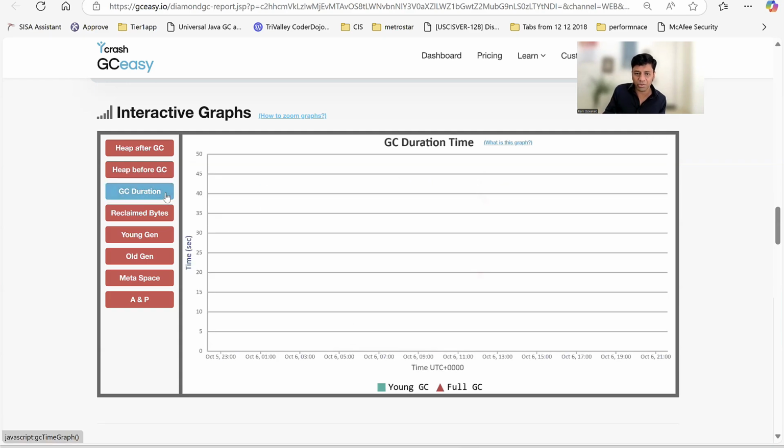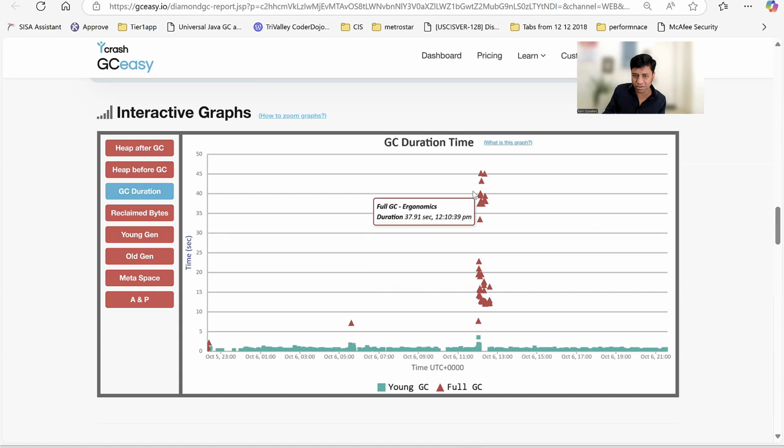So here is the pause duration. Look at this graph. You can see a cluster of pauses happening around 12 p.m. Let me zoom in here.